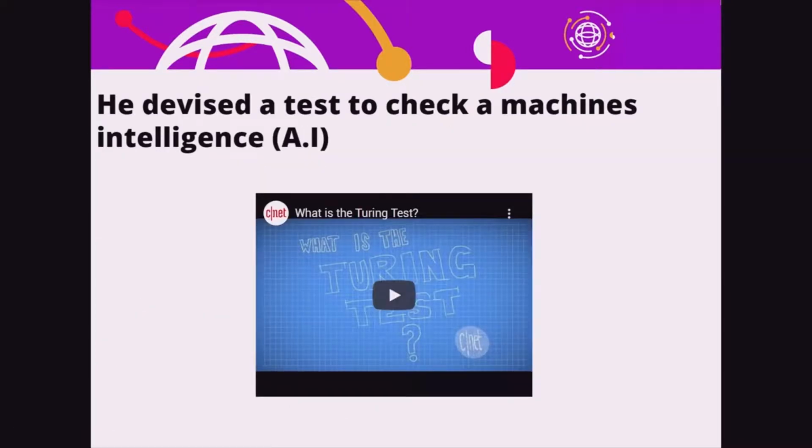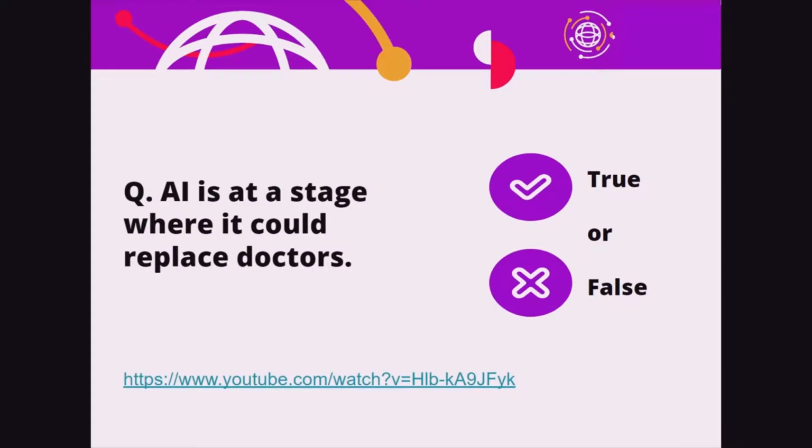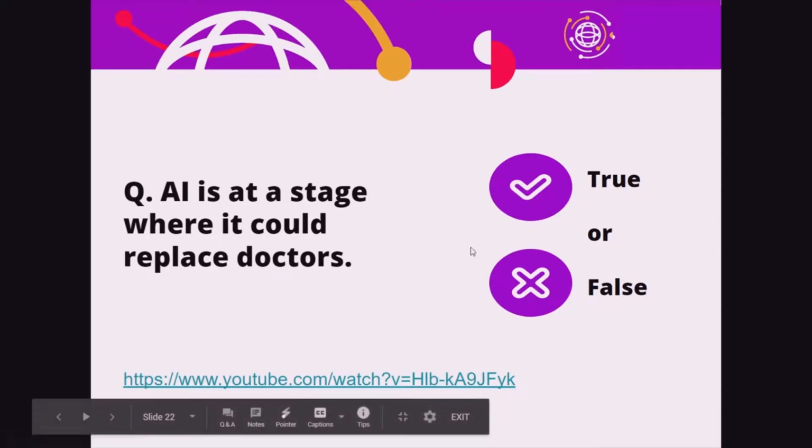There's a video here for you to watch. You need to go to the PowerPoint slides to watch this video. It introduces you to the Turing test and how it works. Now, the Turing test is a test of whether a computer is intelligent or not. So, here's a few questions for you. AI is at a stage where it could replace doctors. Do you think that's true, or do you think that's false? Watch the video on the PowerPoint slides and then make your decision.